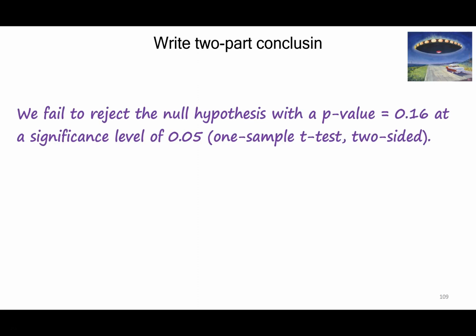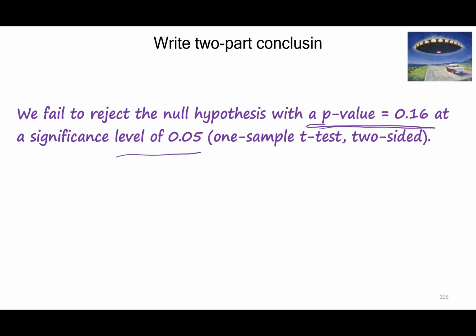Using a calculator, I got a p-value of 0.16. That's a pretty big p-value. So we're going to fail to reject the null hypothesis. We did not get strong enough evidence to throw it out, because we were only using a significance level of 0.05. So, one sample t-test, two-sided.